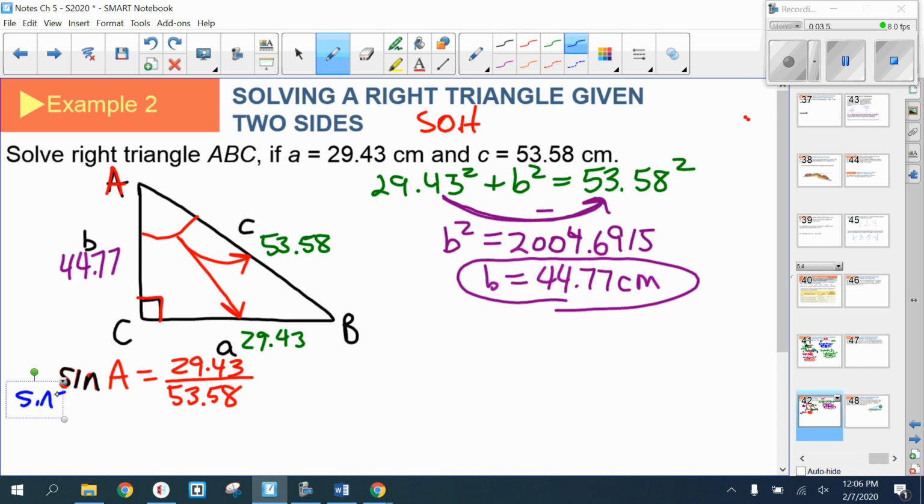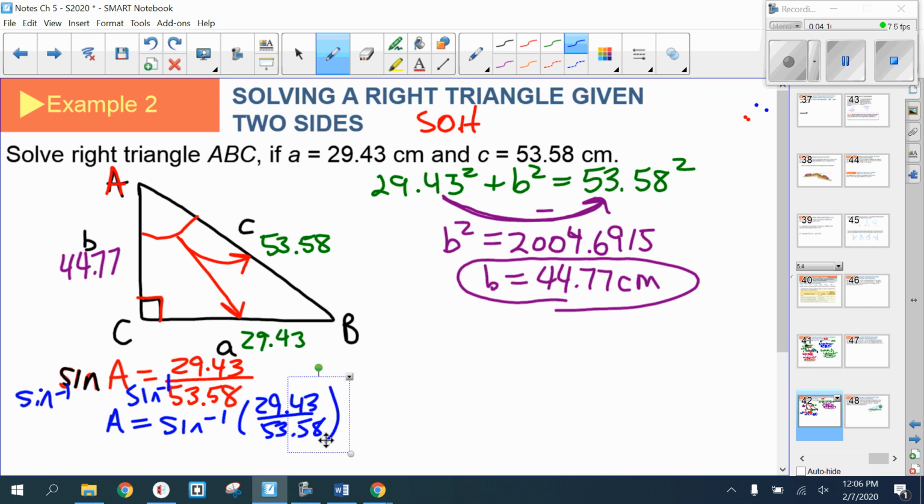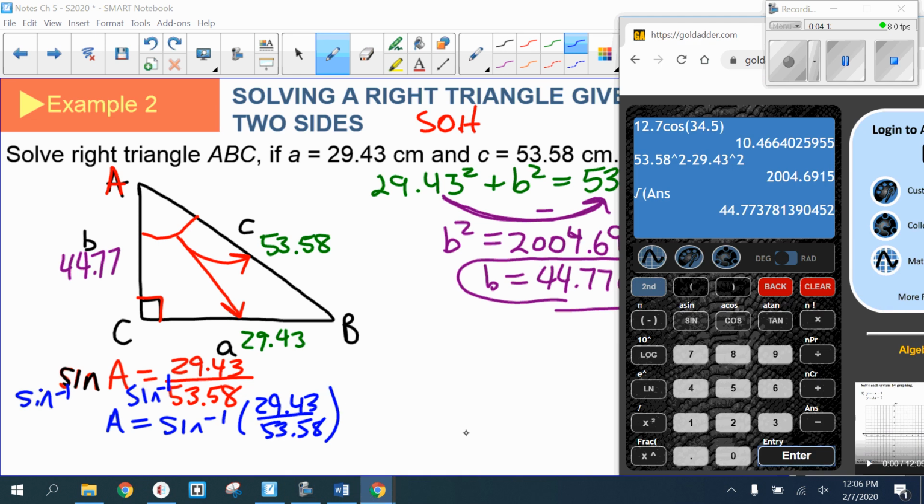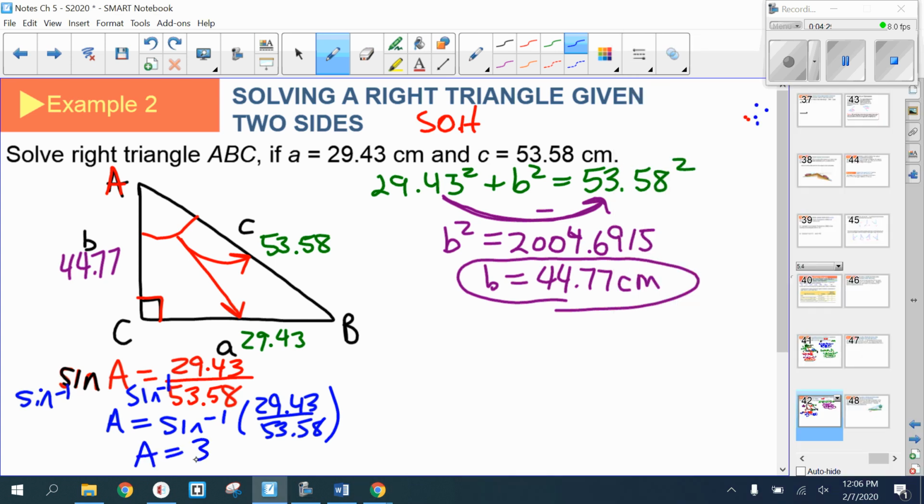Inverse sine. This is not multiplication. We are not multiplying both sides. We are taking the inverse sine of both sides. So angle A is going to equal inverse sine of 29.43 divided by 53.58. And you can divide that out if you want, but I'm just going to plug it all in. Inverse sine of 29.43 divided by 53.58 gives me 33.32. A equals 33.32 degrees.